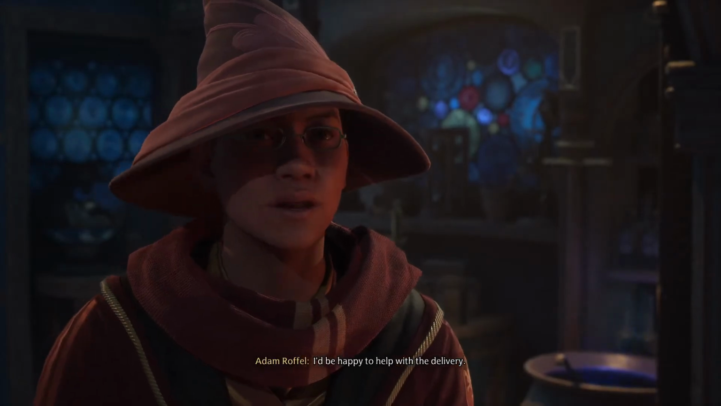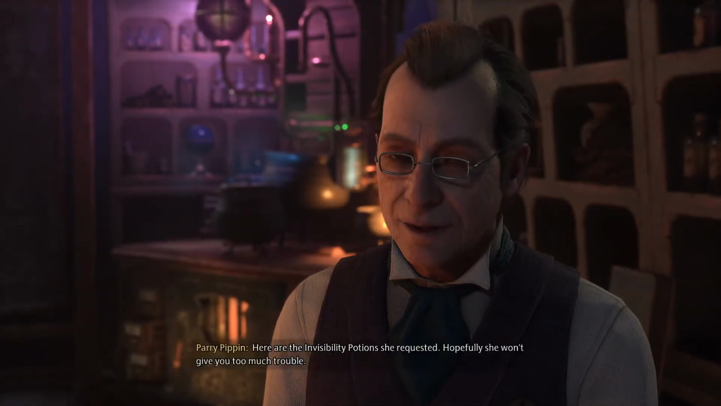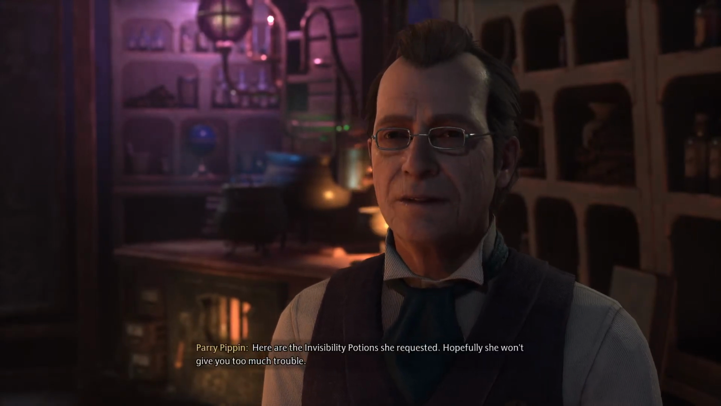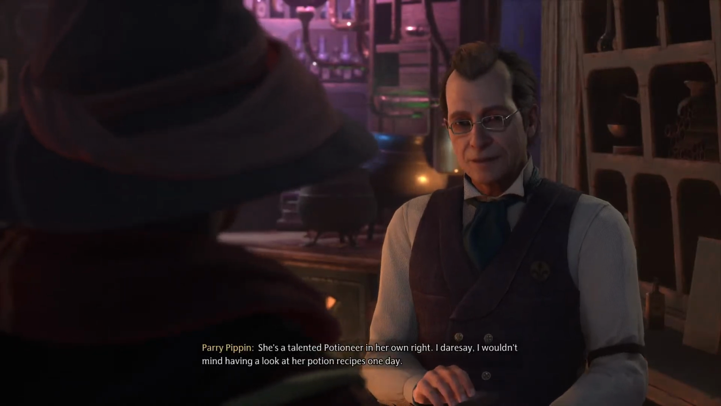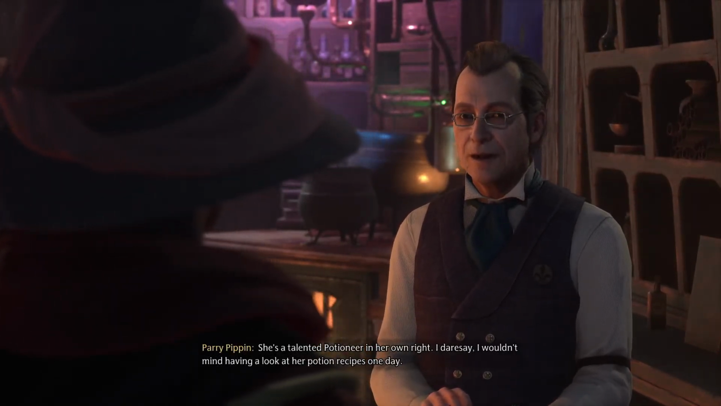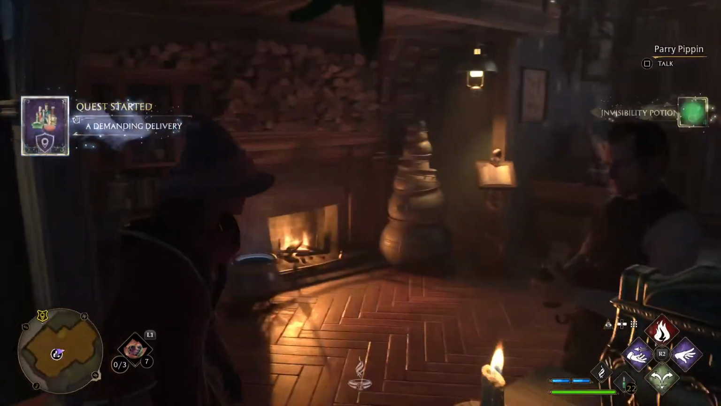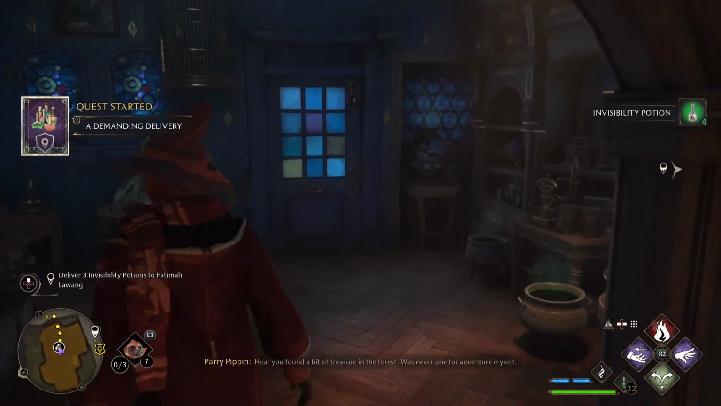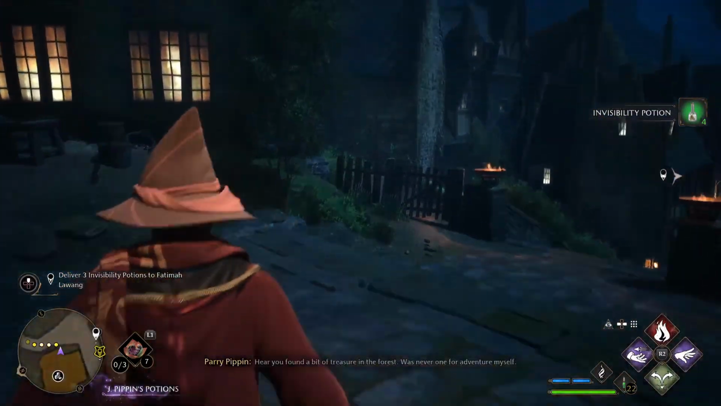I'd be happy to help with the delivery. You've no idea how grateful I am, truly. Here are the invisibility potions she requested. Hopefully she won't give you too much trouble. She's a talented potioneer in her own right. I dare say I wouldn't mind having a look at her potion recipes one day. Here you found a bit of treasure in the forest. Was never one for adventure myself.